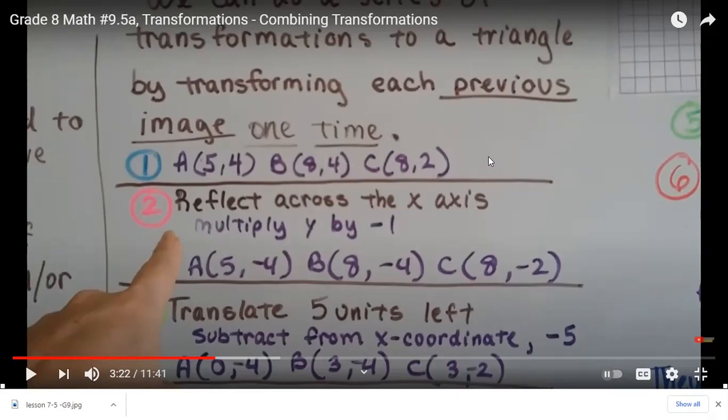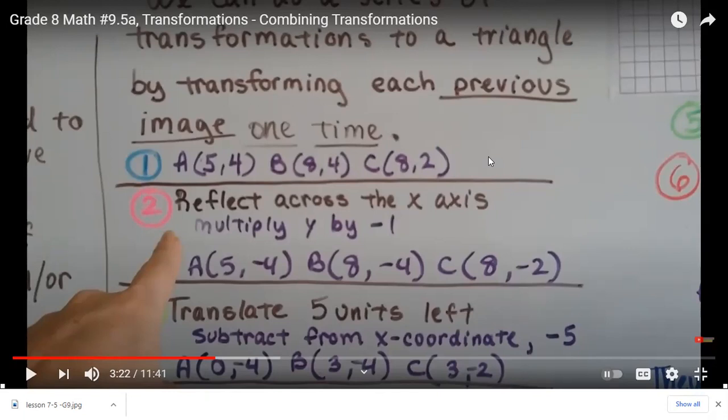Okay? Did you plot the points? How many triangles do you have now? Yes, 1 triangle. So write inside it, please, triangle 1.